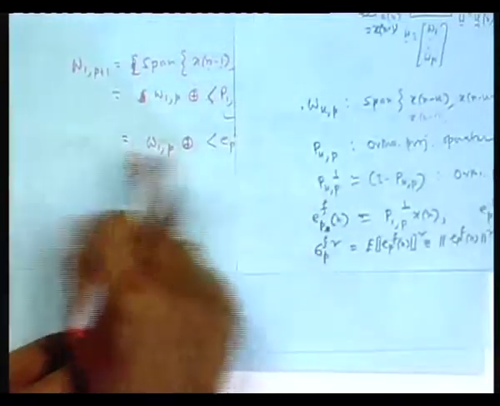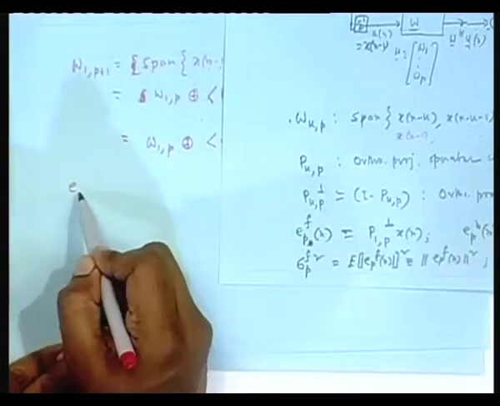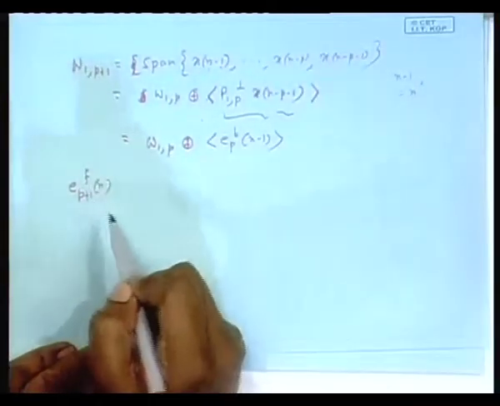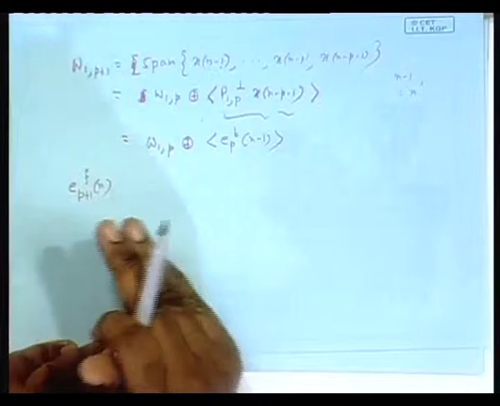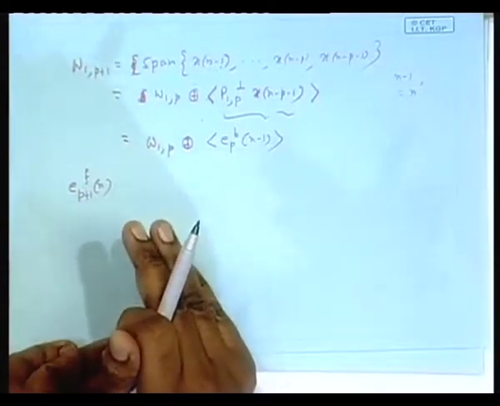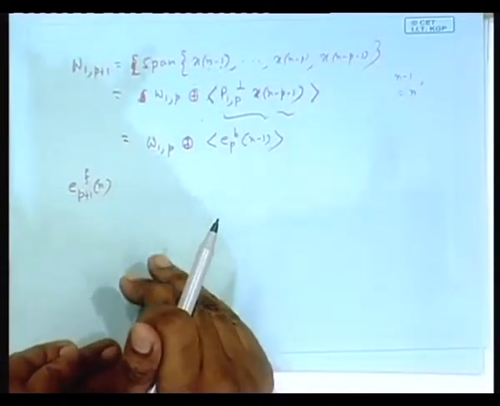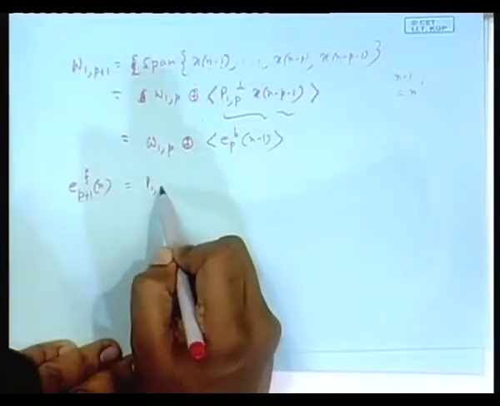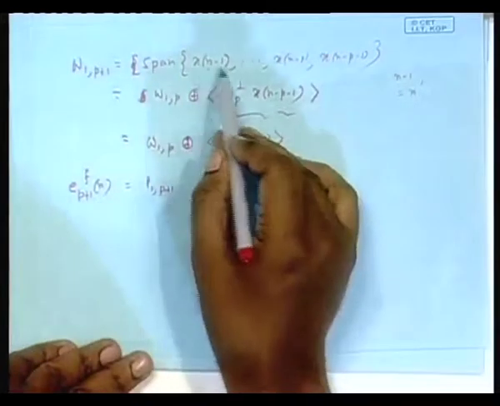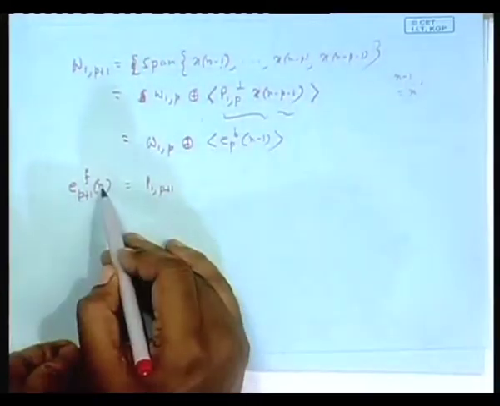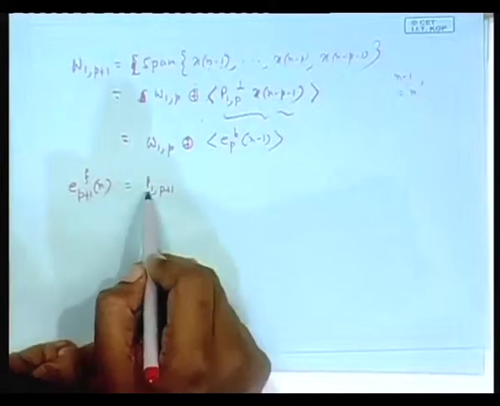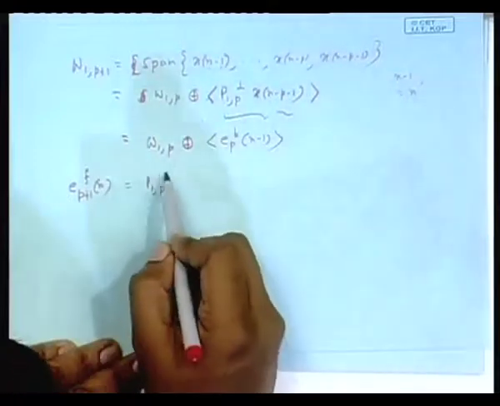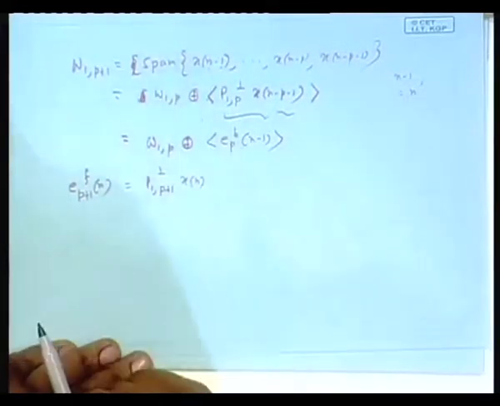So my purpose was to find E p plus 1 f n, right? Then you gave me the prediction errors up to the pth stage, pth order. Why not get the same thing for p plus 1th? And what is E p plus 1 f n? It is with respect to this space, index n with respect to n minus 1, n minus 2, up to n minus p minus 1. These are what you have to find out.